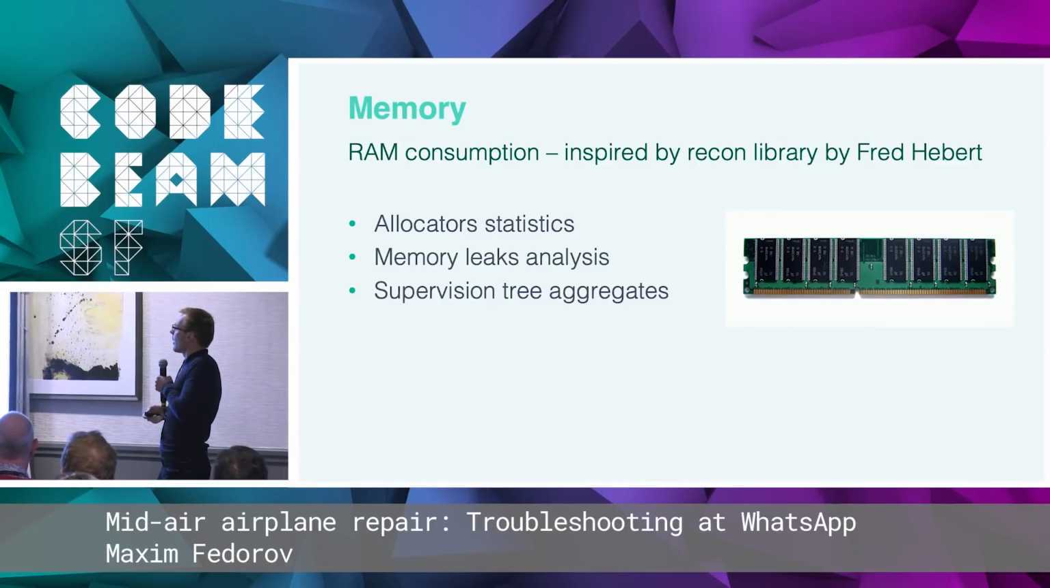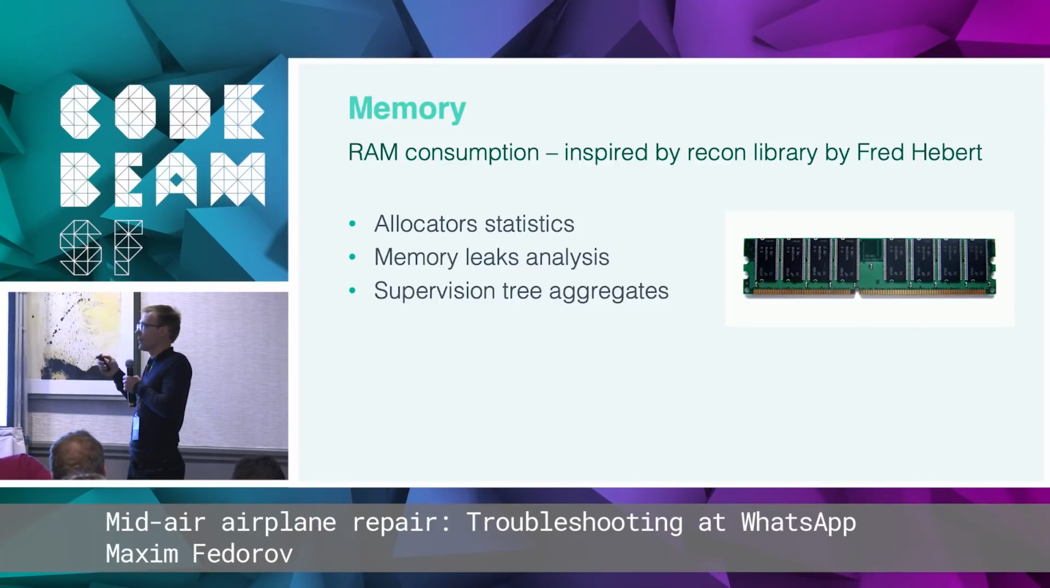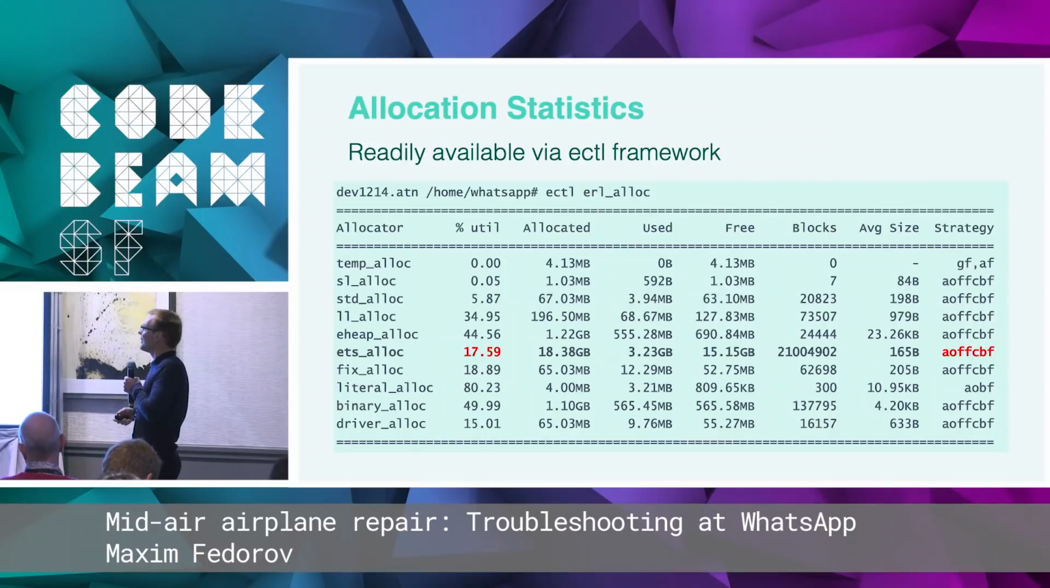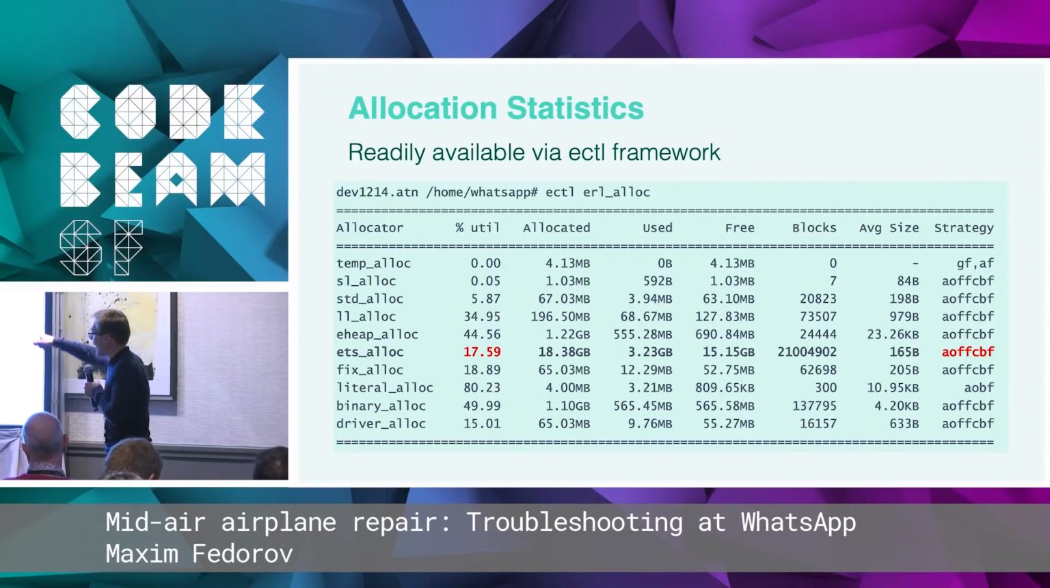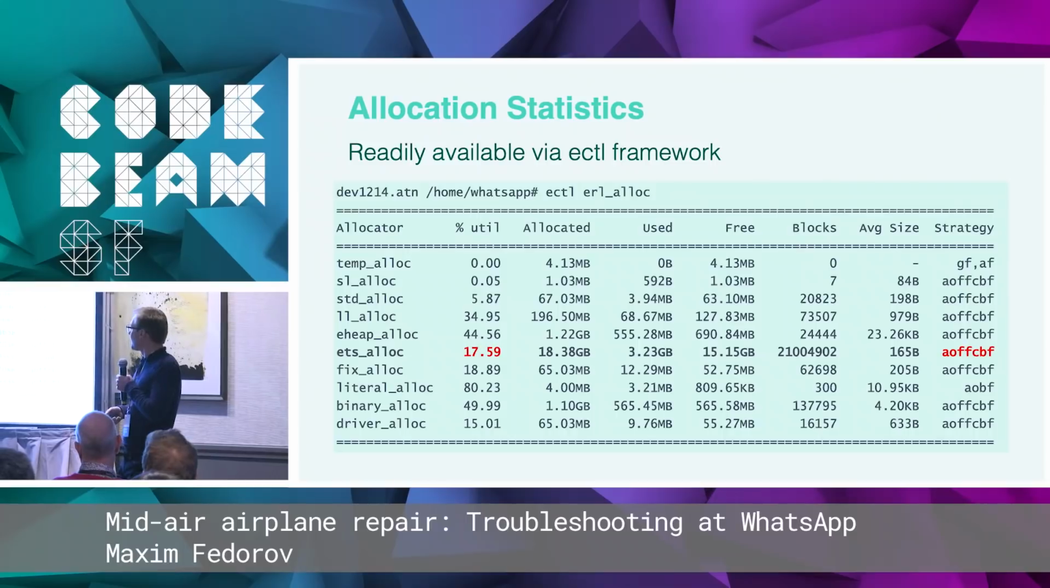For memory, probably everyone knows about the Recon library built by Fred. We have our own kind of version of that, still inspired by Recon, but it's pretty convenient to have that embedded into our ECTL framework. So basically from shell, we just run a single command and we get the full statistics. That's just half of the statistics because the full one didn't fit the screen. But this is what we see here.